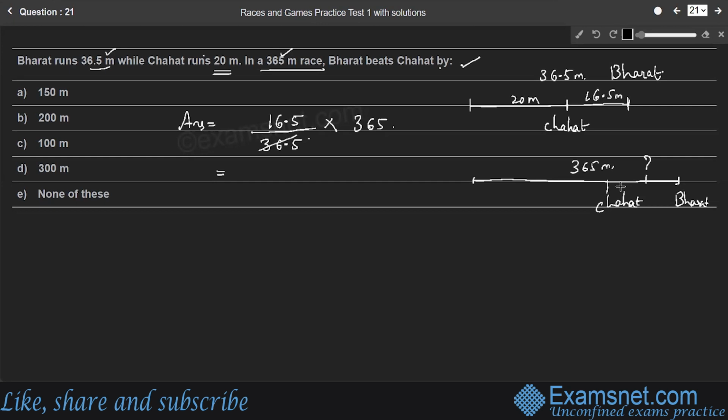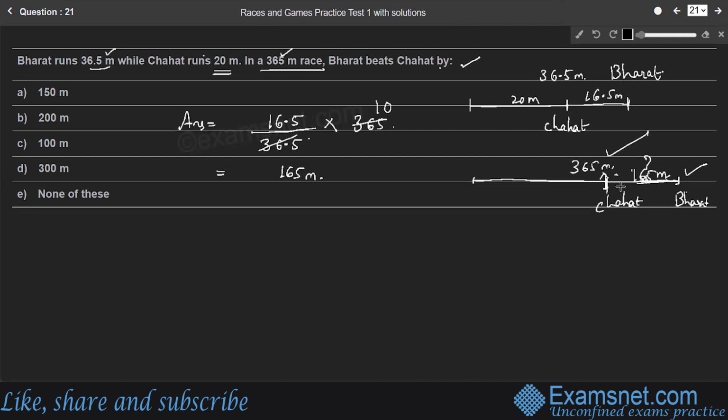So 36.5 into 10 is 365. So 16.5 into 10 becomes 165 meters. Therefore, in a 365 meter track, Bharat beats Chahat by 165 meters. So when Bharat reaches the destination, Chahat will be somewhere here such that the distance between them is 165 meters.